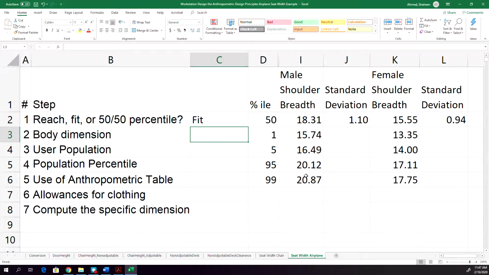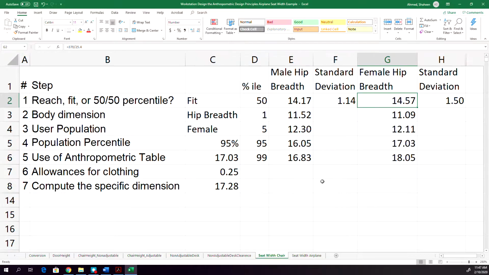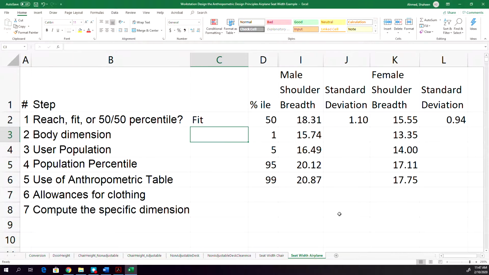Now, we have seen the chair width in the earlier example that if it's a separate chair, where people are not touching each other, then female hip breadth is the appropriate body dimension, because that's larger than male. Now, in this case, on the other hand, you can see the male shoulder is much wider than female hip. So the body dimension in this case would be shoulder breadth. And then the user population, we will write male here.